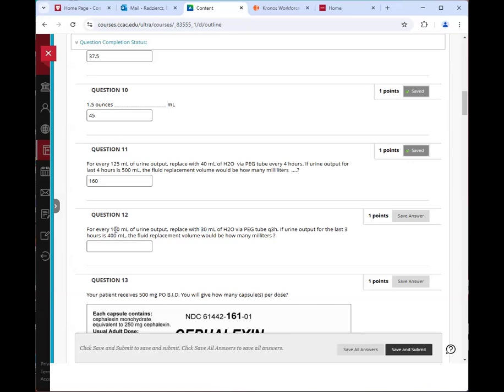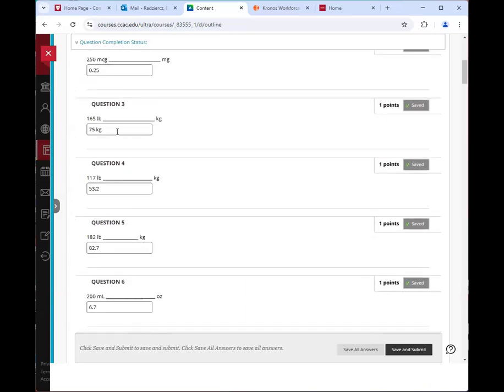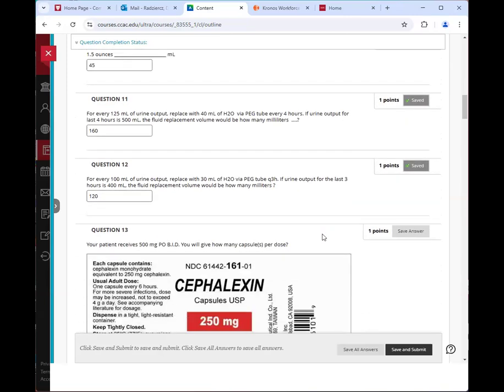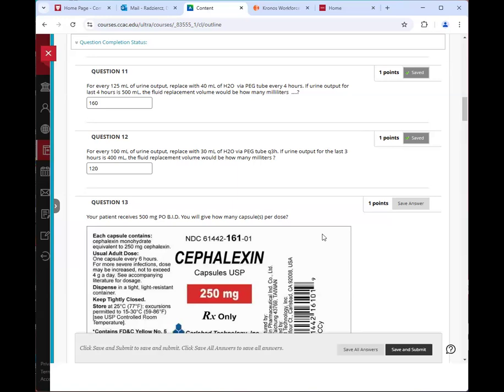So 400 over 100 is 4 again, times 30. So this time the replacement volume would be 120. The other reason I'm telling you about this is that if you do happen to put your units in here, it'll get marked wrong. Like I did on a couple of these questions, where I put the kilogram here, you'll see how it gets marked wrong. And I'll show you what it looks like when it's wrong. That's the first thing to troubleshoot when you're wondering what you missed.